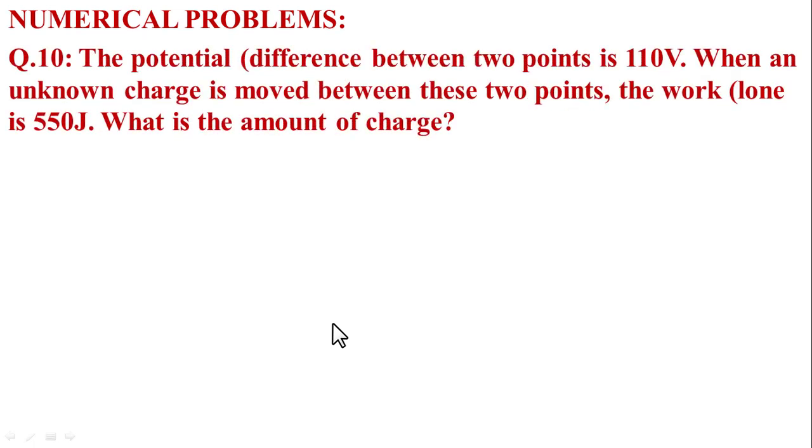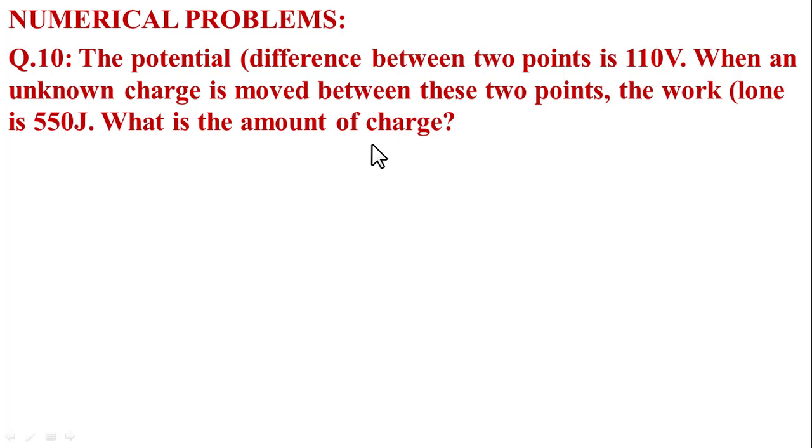According to the given statement, the potential difference between the 2 points is 110 volt, and when an unknown charge is moved between the 2 points, the work done is 550 joule. What is the amount of charge? Here the potential difference delta V is 110 and the work done is 550 joule. We can find the amount of charge Q.